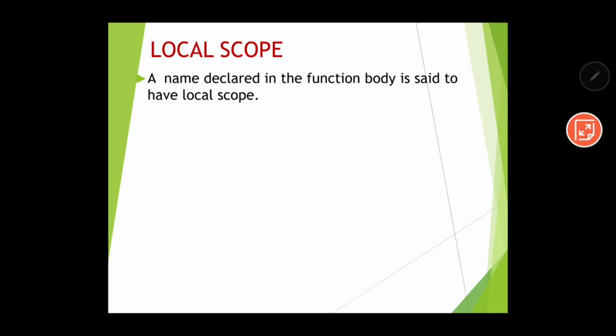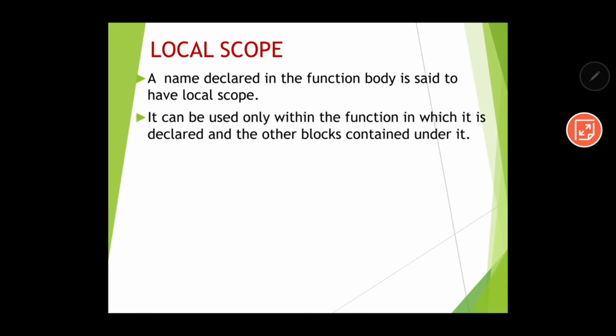So next, let us go to local scope. A name declared in the function body is said to have a local scope. So whatever variable names we declare within the function body, not in the main program, only within the function body, are said to have a local scope. It can be used only within the function in which it is declared and the other blocks contained under it. So if we declare a variable within a function body, then that variable can be used only within that particular function, not outside the function. I'll explain with the help of an example, then it will be more clear.